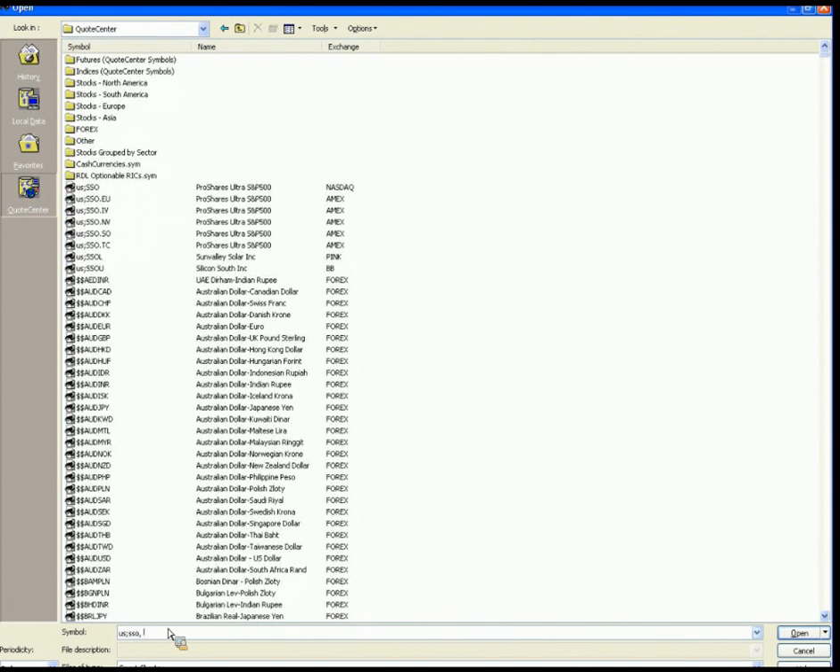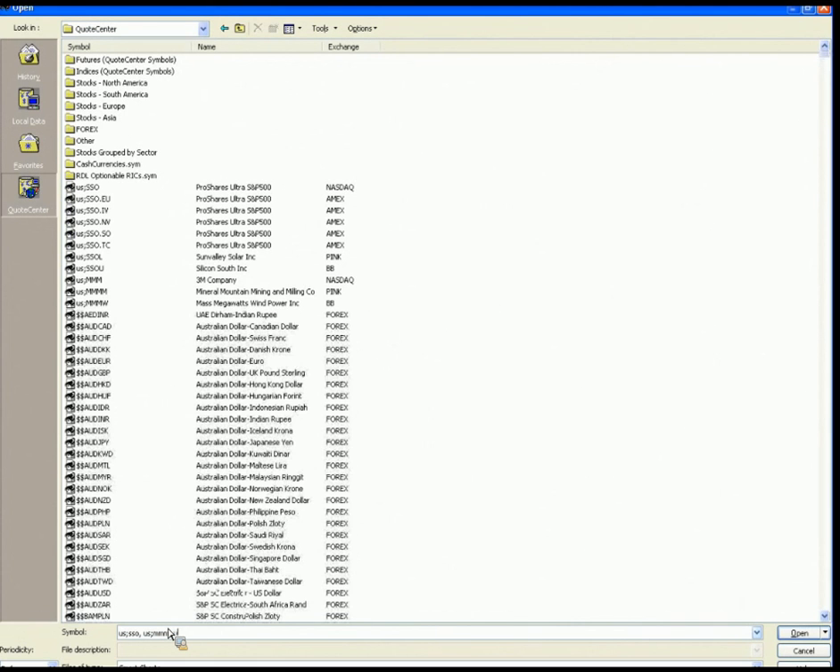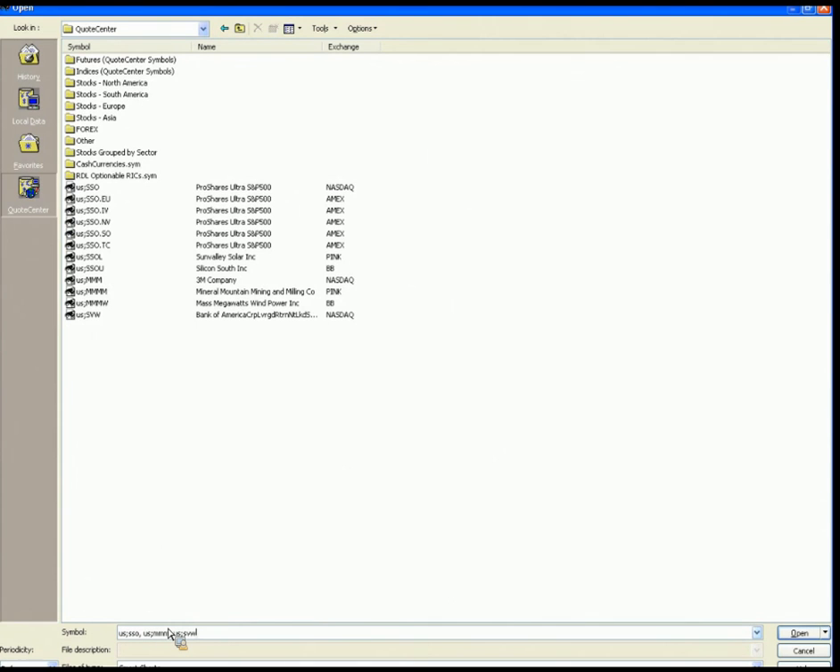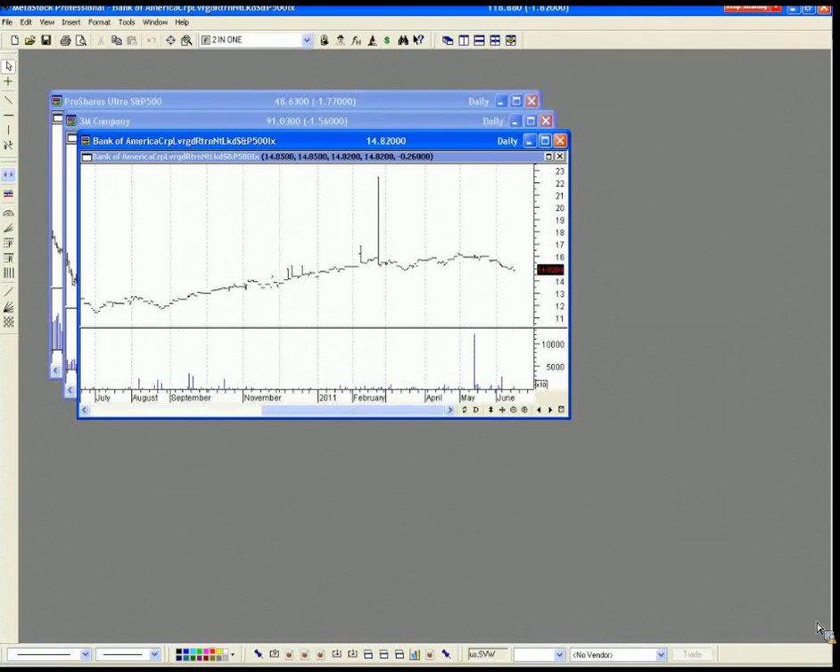So what I'm going to do is just type in the symbol, and we had US triple M, and I'm just going to put in a comma, US semicolon SVW. Okay, so I've got three stocks in here that we're going to look at, and let's go ahead and open them up. It's that simple. It'll take a second for the data to load.